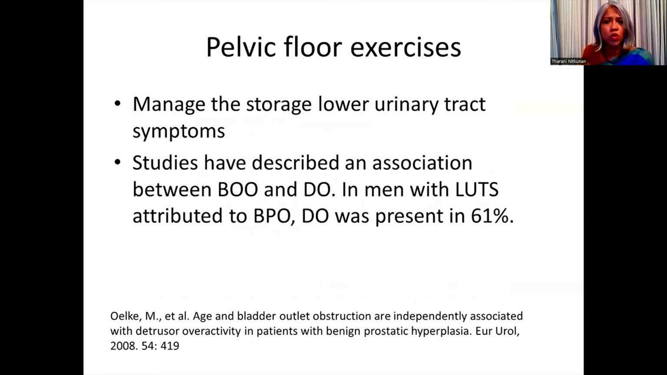How about pelvic floor exercises? How does that play a role? Well, it absolutely helps to manage those storage lower urinary tract symptoms. So when they're having a detrusor contraction, if they can manage to squeeze their pelvic floor, then we know that they'll be able to manage that frequency and urgency and the urge-related incontinence better. And we know that men with bladder outlet obstruction do have detrusor overactivity present in 61%. So detrusor overactivity is quite common in men with bladder outflow obstruction. So teaching them how to manage their detrusor overactivity or the symptoms of their detrusor overactivity may play a very important role.